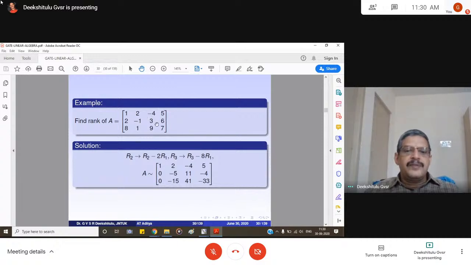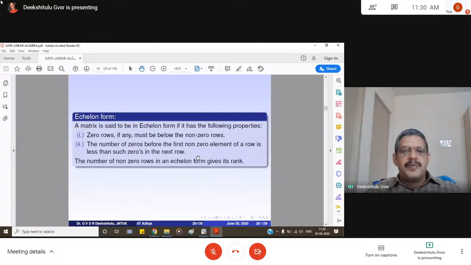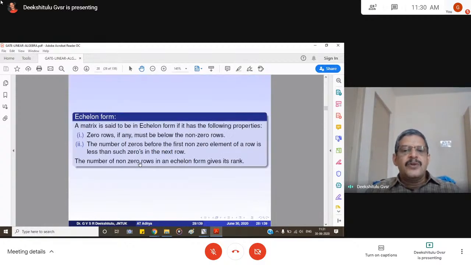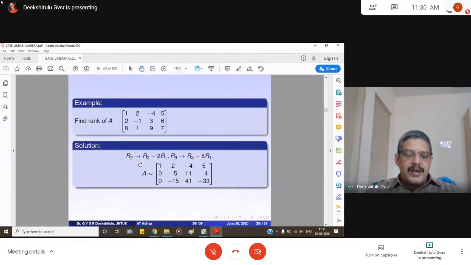Now find the rank of this matrix using transformations. 1, 2, minus 4, 5. 2, minus 1, 3, 6. 8, 1, 9, 7. For this, clearly we can say the rank of A is less than or equal to 3, because we have 4 columns and 3 rows, and we have cited the property that rank of A is less than or equal to the minimum of the number of rows and number of columns. So rank of A must be less than or equal to 3.